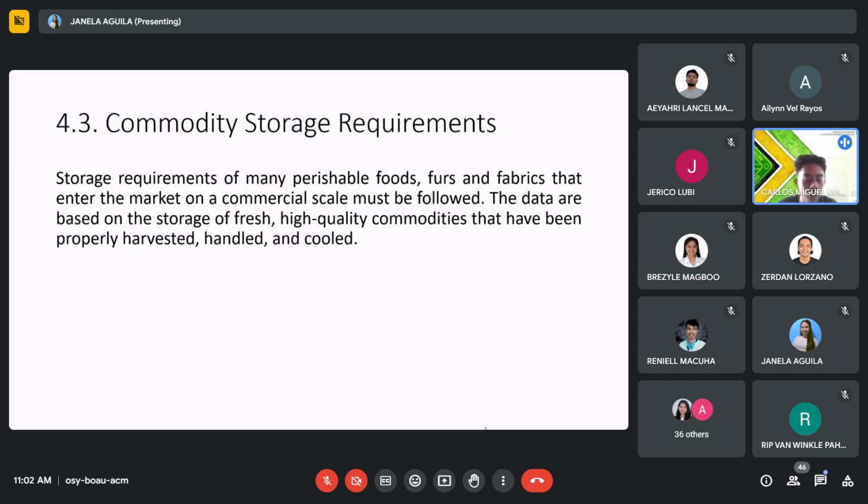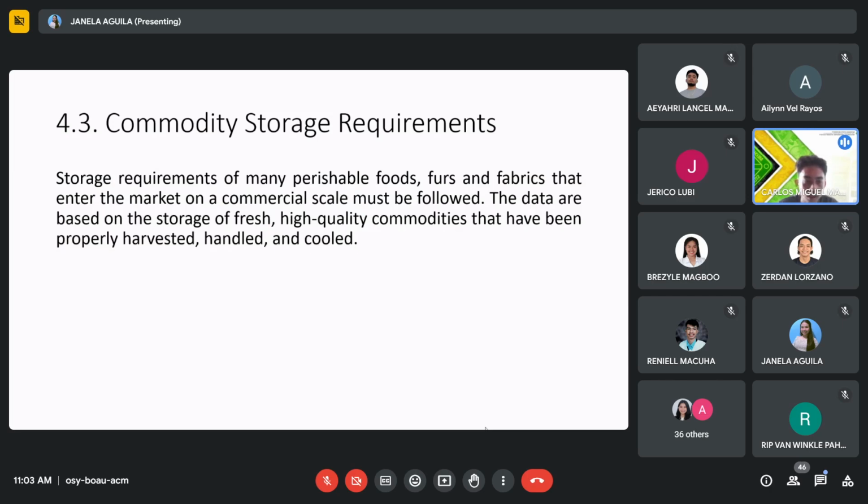In commodity storage requirements, ipinapaliwanag naman dito na dapat magkaroon ng tamang pamamaraan ng pag-iimbak ng produkto na naaayon sa uri at characteristics nito tulad ng perishable foods, flowers at fabrics. Halimbawa ay sa mga perishable foods such as vegetables, dairy products, meats, and seafood, kinakailangan ang refrigeration or freezing para ma-maintain ang freshness nito. While para sa flowers at fabrics, kinakailangan naman ang controlled humidity and temperature conditions to prevent mold or mildew growth.